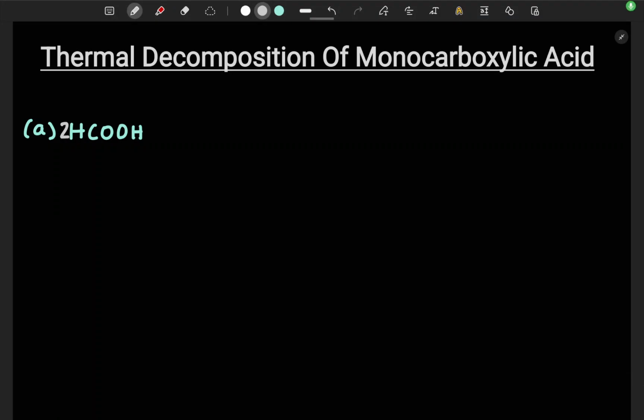So hello everyone, now we're going to be studying about thermal decomposition of monocarboxylic acids. So in this case we have to take a monocarboxylic acid. It's pretty obvious from the heading, and we have taken an example in this case, which is formic acid. Now just know that whenever we are gonna do a thermal decomposition, this is basically representing heat.